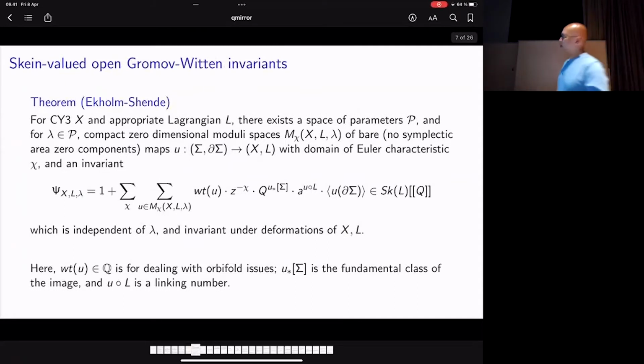And so what I was explaining last time I was here is the existence of this Skein-valued open Gromov-Witten invariant. And there's a number of things happening in this formula, so let me explain them. The first thing to discuss is this word bare. Bare means that when you count Gromov-Witten invariants, usually you allow all holomorphic maps. And I am only going to allow some holomorphic maps, namely those which do not collapse any component of the curve. Now, this should worry you.